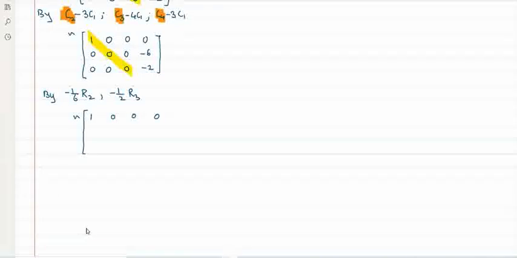0 multiplied by anything, you will get 0, 0, 0. Minus 1 by 6 into minus 6 gives 1. Similarly, third one: 0, 0, 0 and 1. Now, this is your diagonal entry.